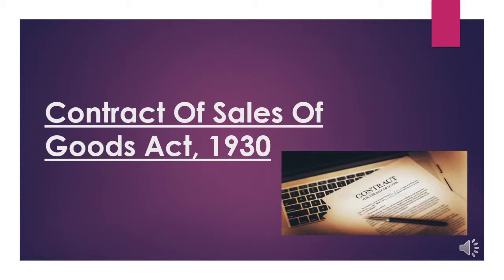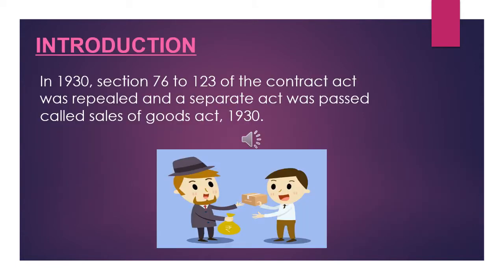Contract of Sales of Goods Act 1930. Introduction. The law relating to sale and purchase of goods prior to 1930 was dealt with by the Indian Contract Act 1872. In 1930, Sections 76 to 123 of the Contract Act were repealed and a separate act known as the Sale of Goods Act 1930 was passed.